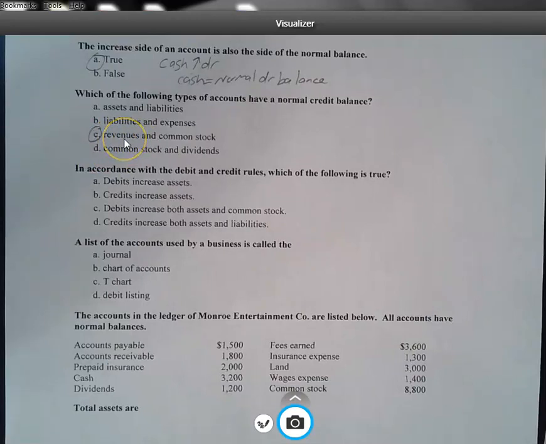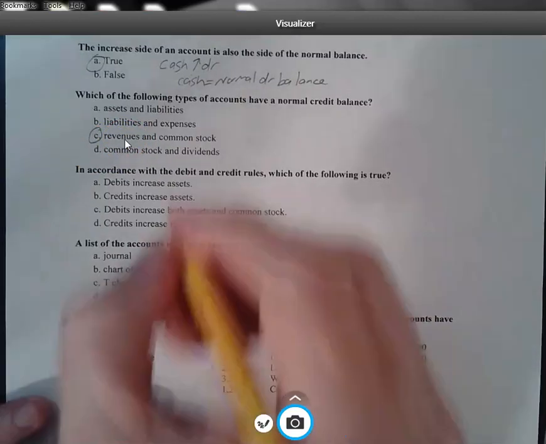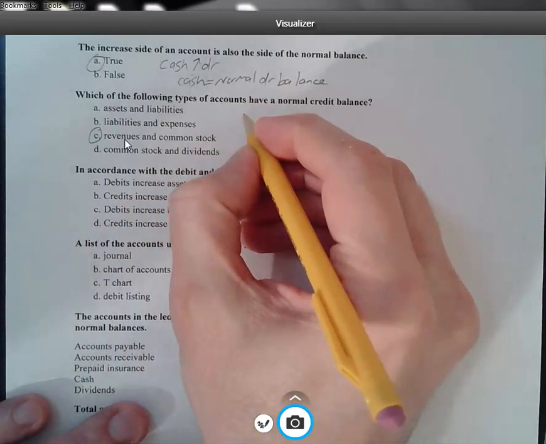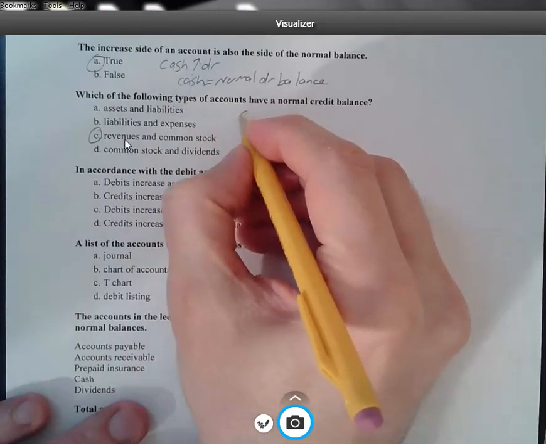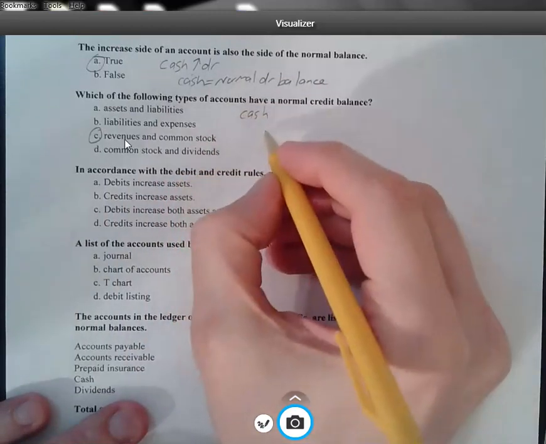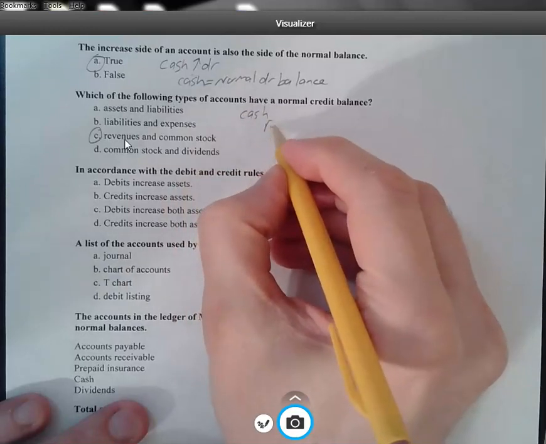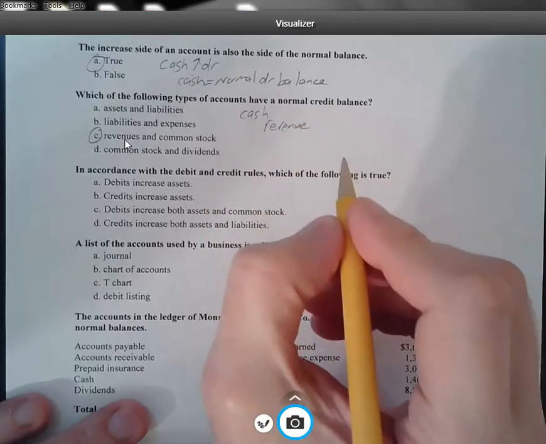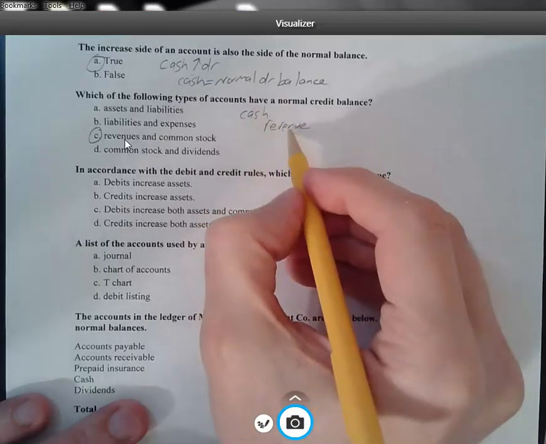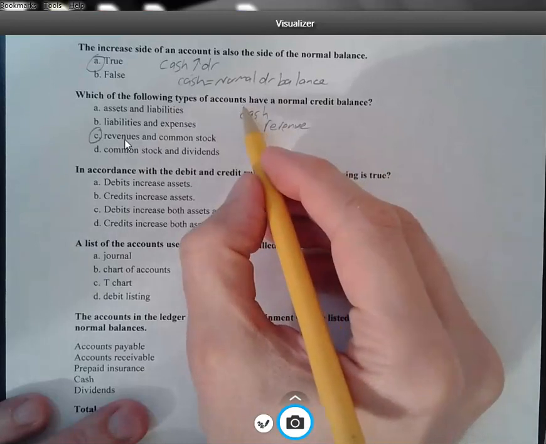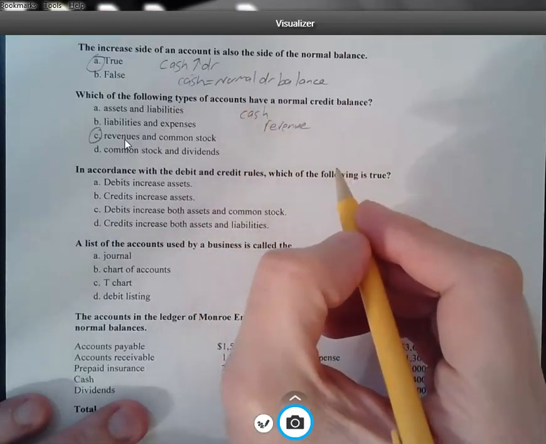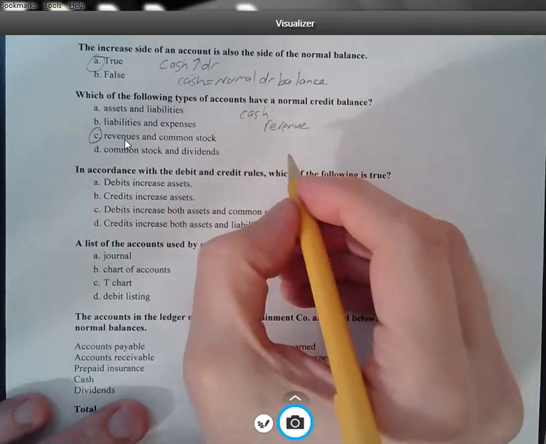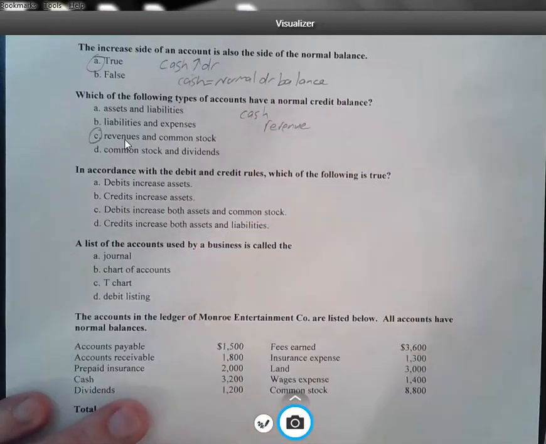Revenues have a normal credit balance. So let's think about a sales transaction for $50, and we're going to receive that cash up front. So we would have cash as our debit, and then we would have revenue as our credit. Cash left, credit right. See how cash is to the left here?